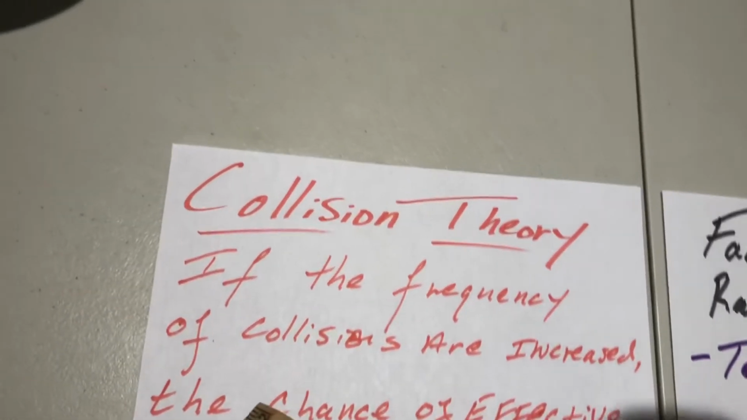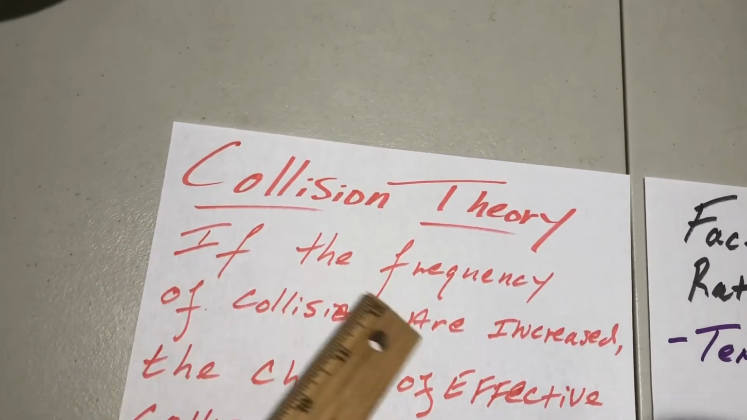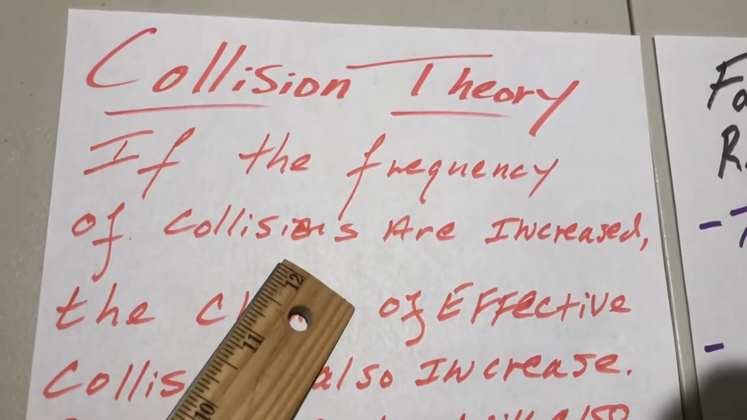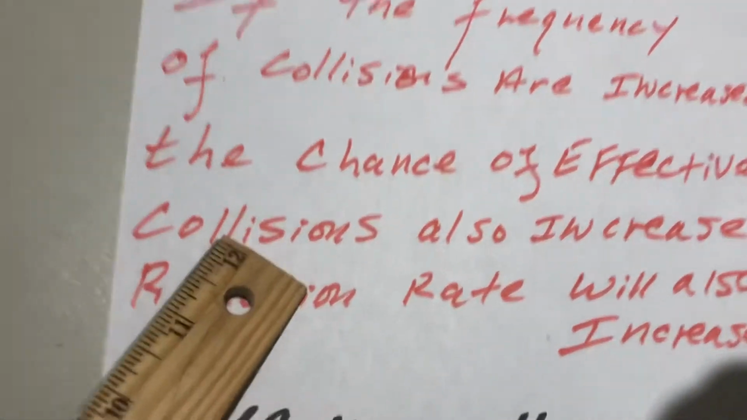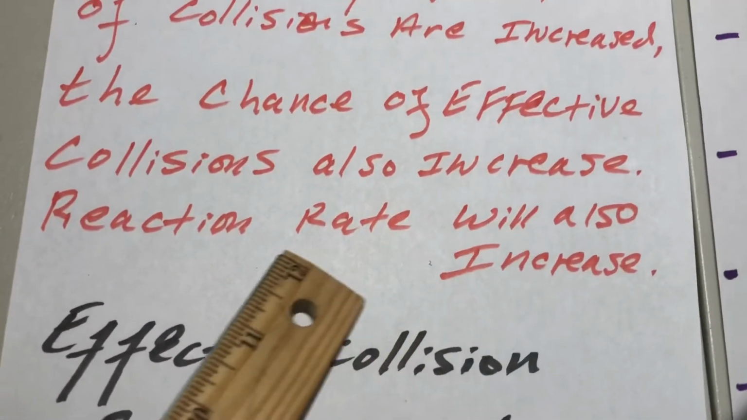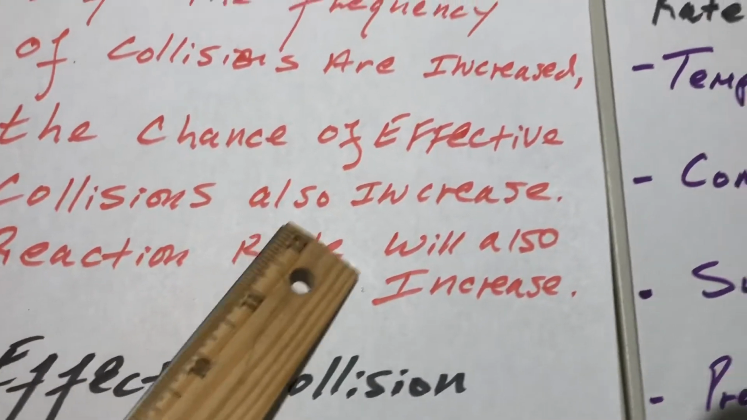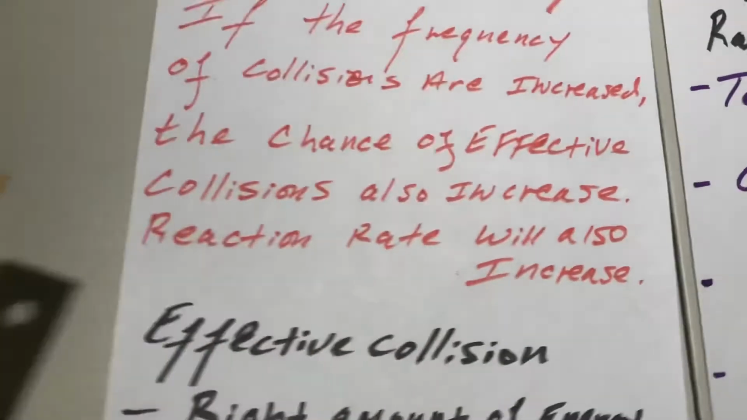Now, in the collision theory discussed in class, if you're able to increase the frequency of collisions, you will also be able to increase the chance of effective collisions. And if you increase the chance of effective collisions, the reaction rate of the reaction will also increase. Now, what's an effective collision?